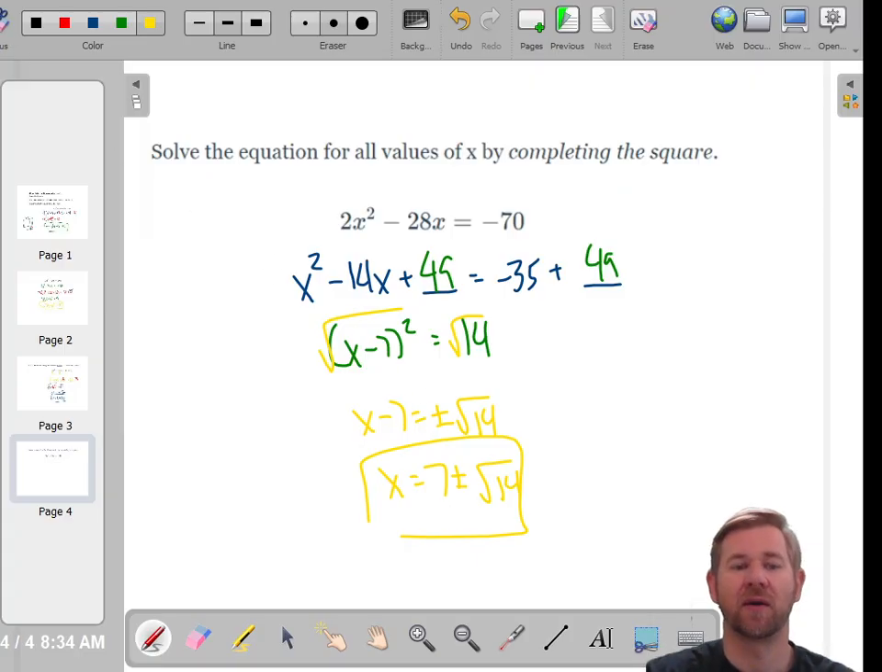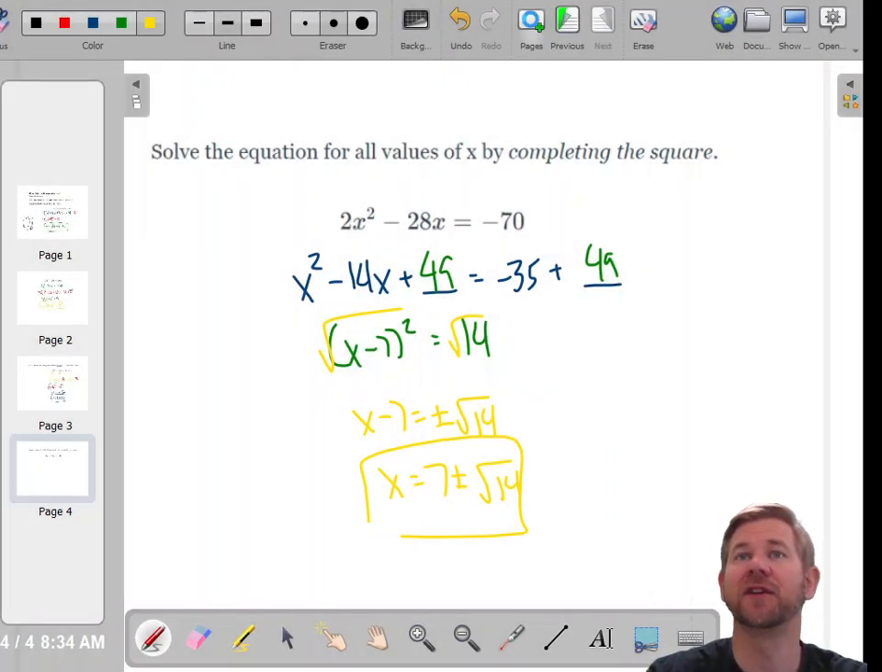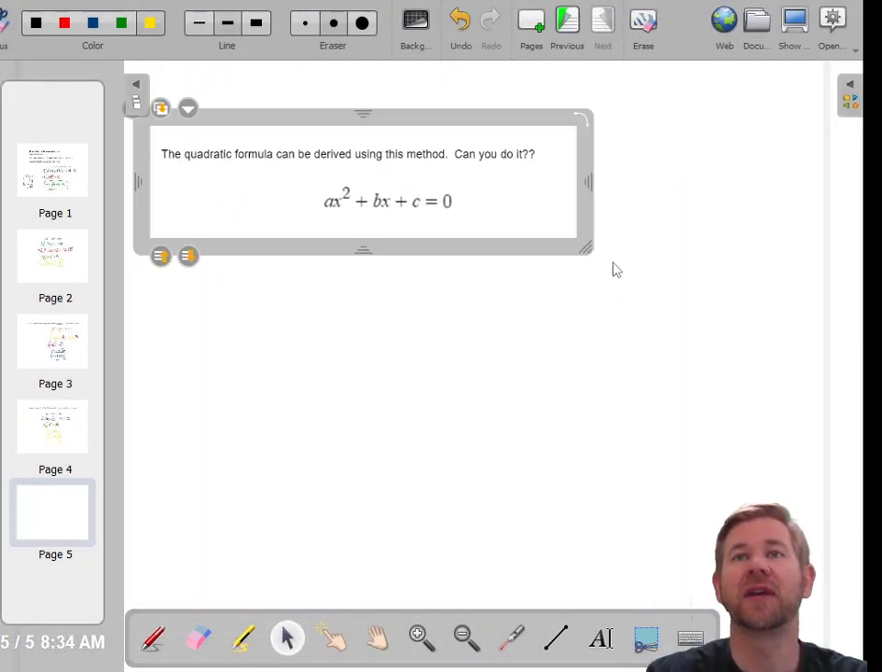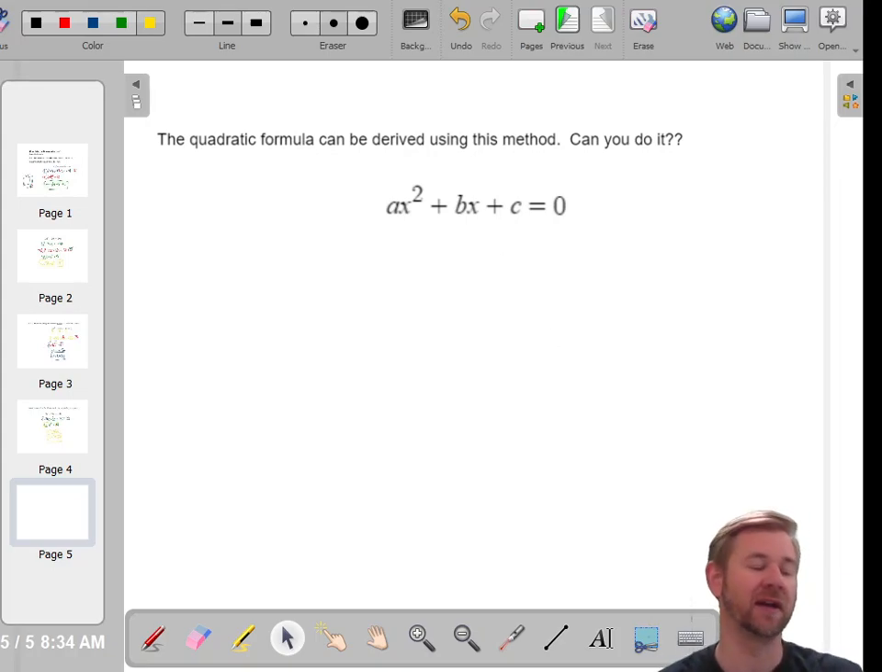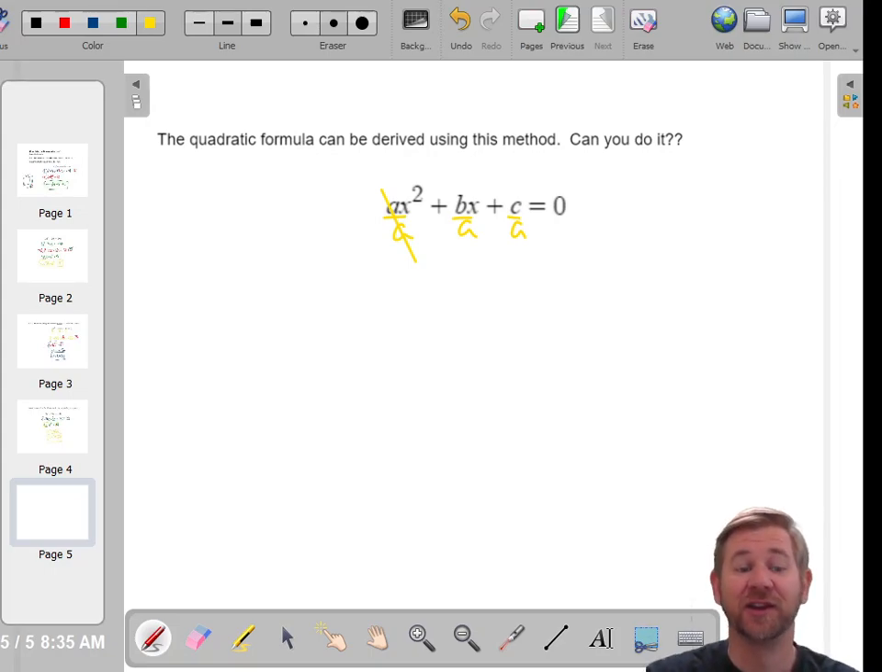Now, there's one more thing that you can do with this, and I'm going to leave this for you to try. You can figure out the quadratic formula if you complete the square using that method I just showed you. I will tell you that the first step is to divide everything by a. You figure out the rest, and you will end up with the quadratic formula. Good luck!